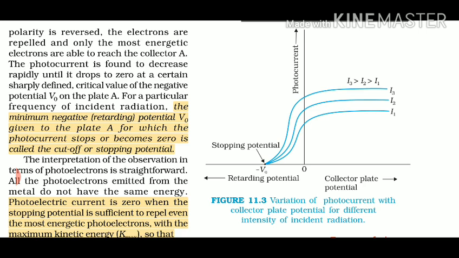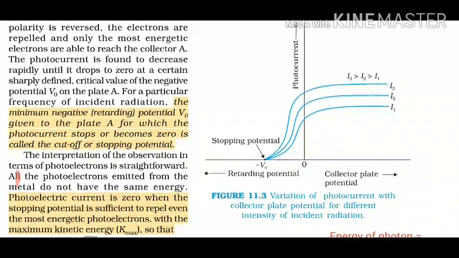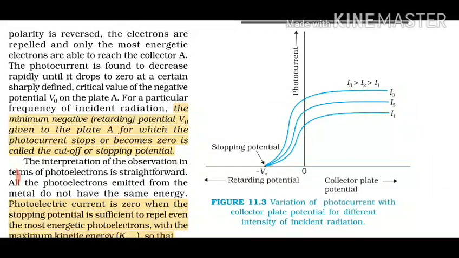So if you see I2, that is for a different intensity, and I2 is greater than I1. Now what will happen? Greater the intensity means more number of photons are striking the cathode plate, so more electrons will be ejected. So obviously photocurrent will be more. And for I2, if you increase the collector plate potential, photocurrent will again increase. So the saturation value of photocurrent for intensity I2 will be greater as compared to I1.